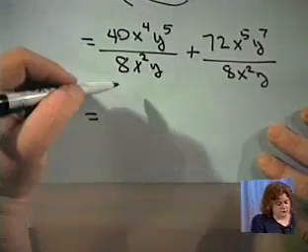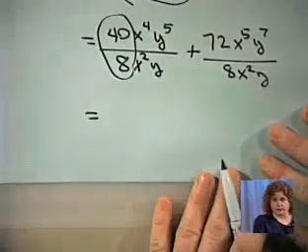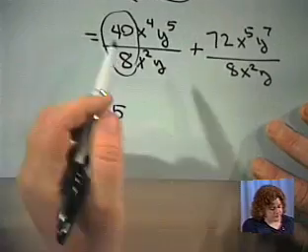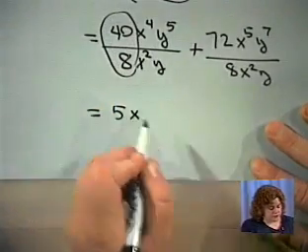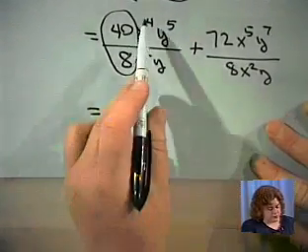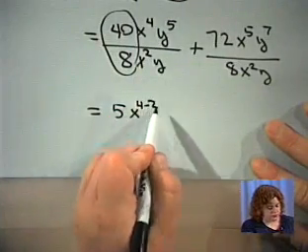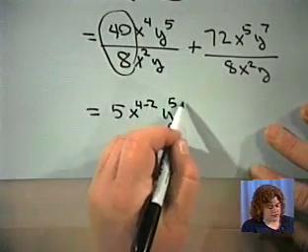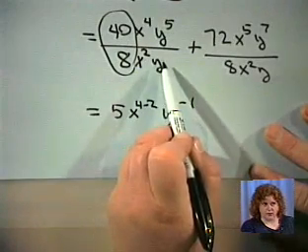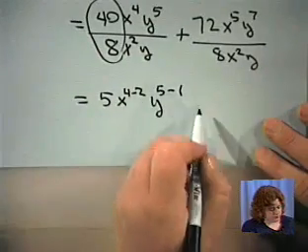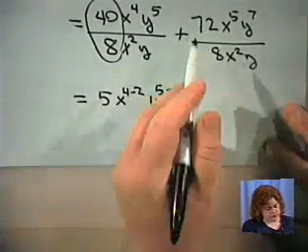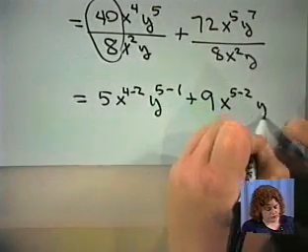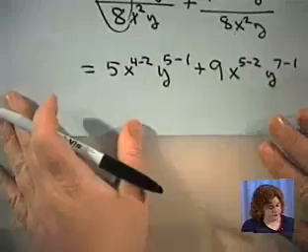Again, we'll go ahead and divide 40 by 8. And the last time I checked, that gave me a 5. X, working with each variable individually, will be raised to the power 4 minus 2 using our quotient rule. Y is going to be raised to the power 5 minus 1 because there's a power of 1 hiding on this y. Plus 72 divided by 8 is 9. We'll have x to the power 5 minus 2 and y to the power 7 minus 1.